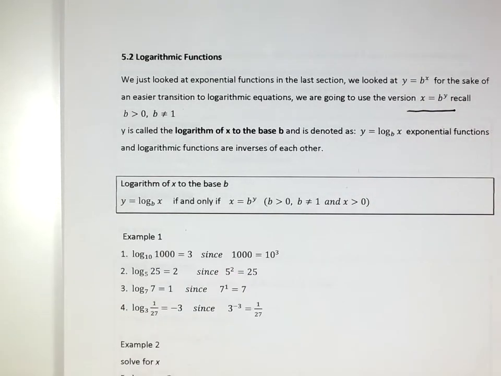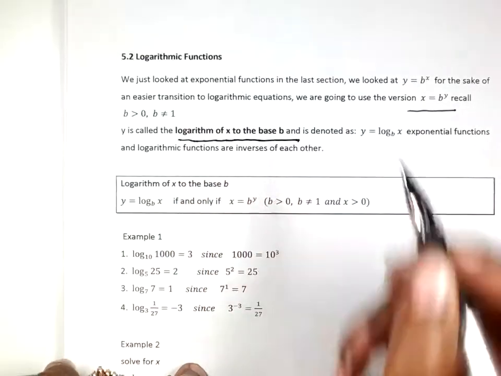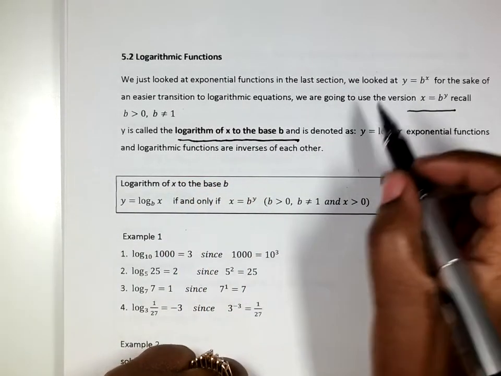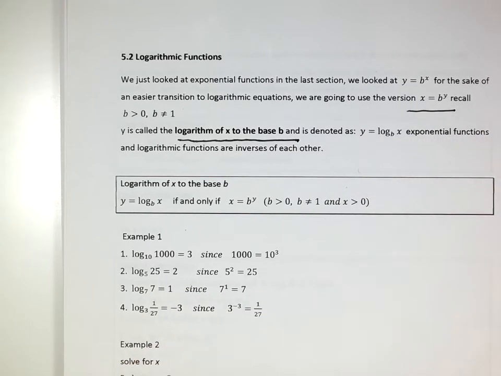And for easier transition from the exponential to logarithmic functions, we're going to look at x equals b to the y. And we have these logarithms of x to the base b, and it's denoted y equals log base b of x. These two functions, the logarithmic and the exponential, are going to be inverses of each other. And after we go through the basics of this, then I will show you what that looks like on a graph when you have these inverse functions of exponential and logarithmic.